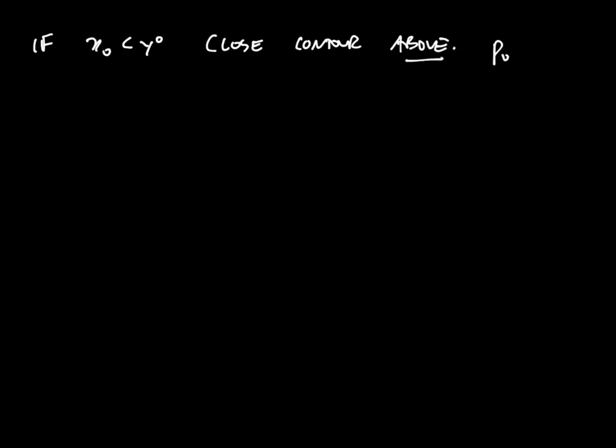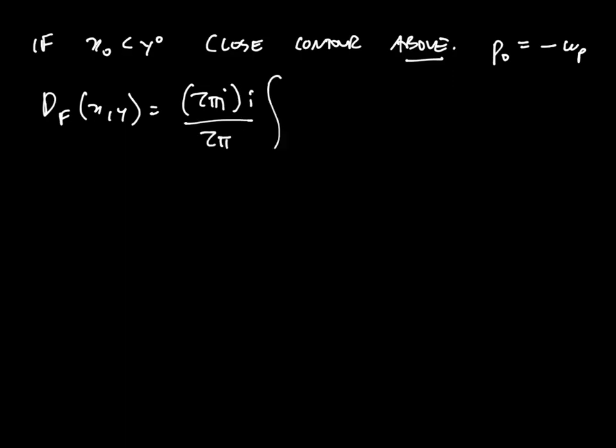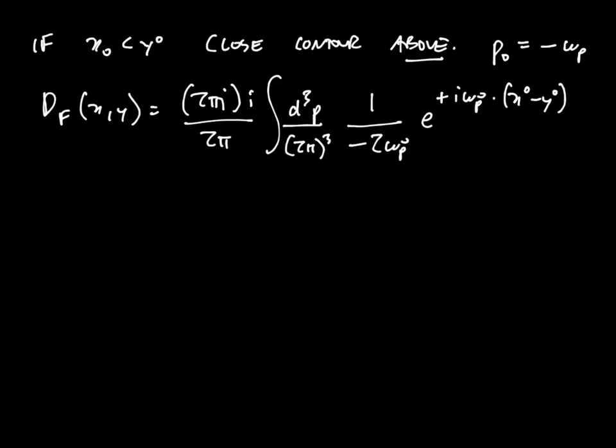And you then end up picking the residue from p naught equals minus omega p. And the answer you get is DF of x minus y equals 2 pi i times i divided by 2 pi, integral d³p over (2 pi)³. Here we have a minus 2 omega p, and you have e to the i plus omega p (x naught minus y naught) plus i p dot (x minus y). Okay, so you can see this is pretty much the same thing with a few crucial signs that are a little bit different.